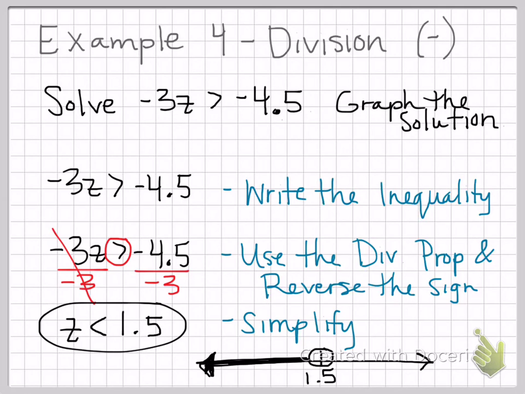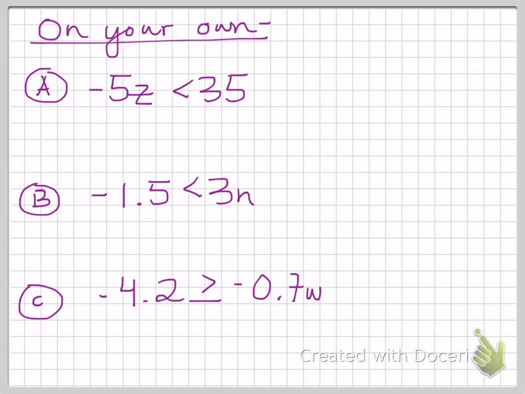Okay, you get it? Let me see you do some on your own. I have 3 problems for you. Okay. A, negative 5c is less than 35. B, negative 1.5 is less than 3n. And C, negative 4.2 is greater than or equal to negative 0.7w. Please get this done. Be careful with your signs and with your flipping.